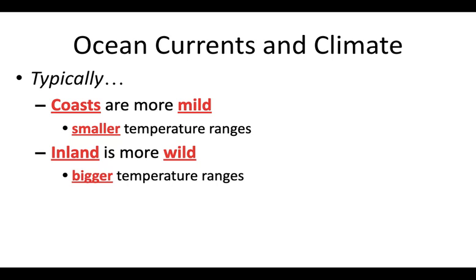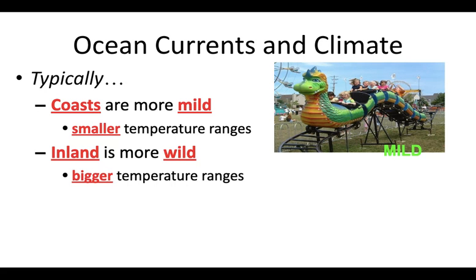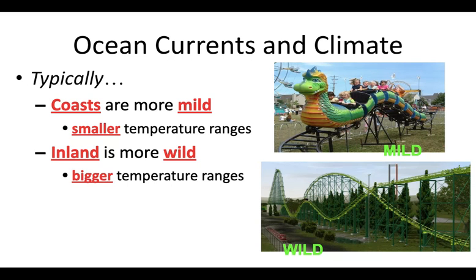Coastal regions are typically more mild in their climate. They have smaller temperature ranges. Inland regions are more wild. They have bigger temperature ranges. Kind of like roller coasters. They will have their highs and their lows. But coastal regions are like the kiddie roller coasters, where they don't have major highs and lows. They are mild. Inlands are wild, more like the Wild Thing at Valley Fair. They have much bigger highs and lows.